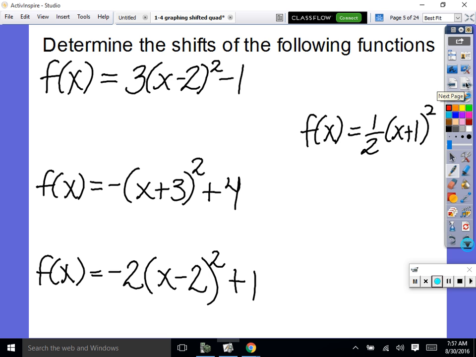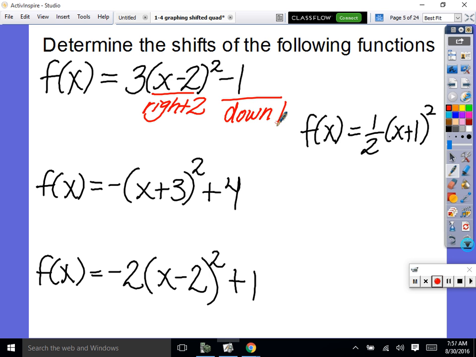So the first thing I look at is what's my shift left and right. We're going right 2, right? We always go opposite. Questions on why it's right 2? Okay, now we look out here. This is a shift up and down. Sign stays the same, so we're going down 1.